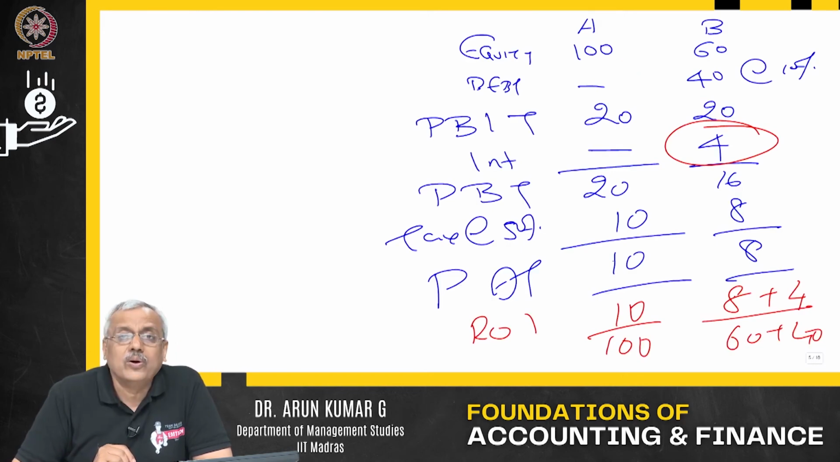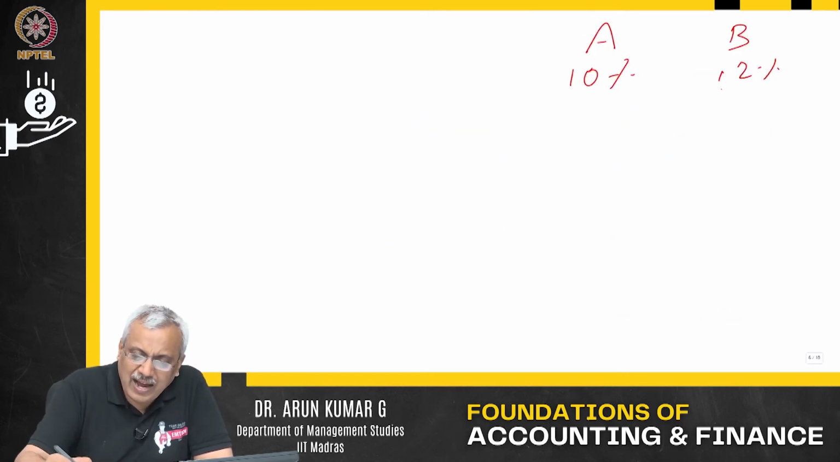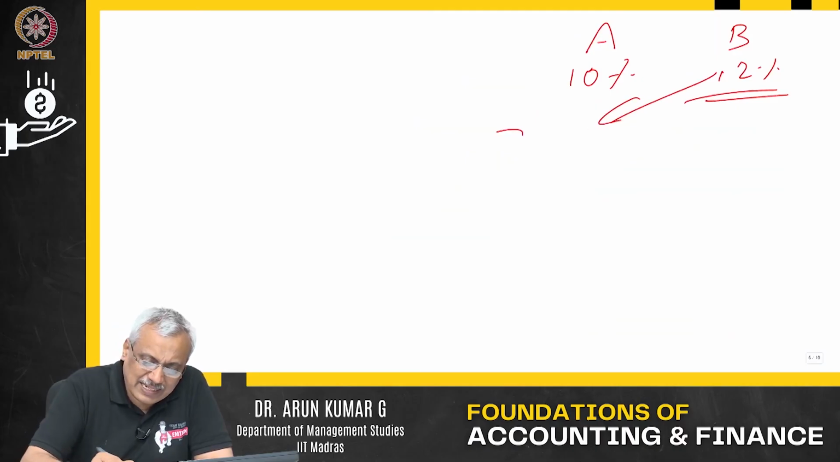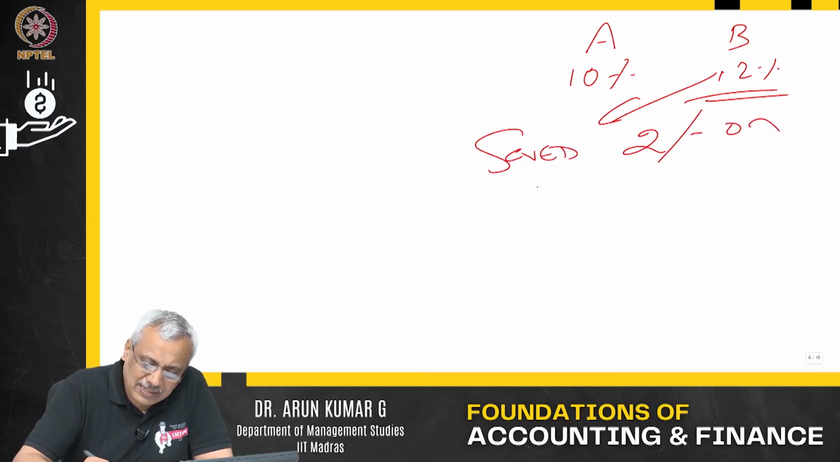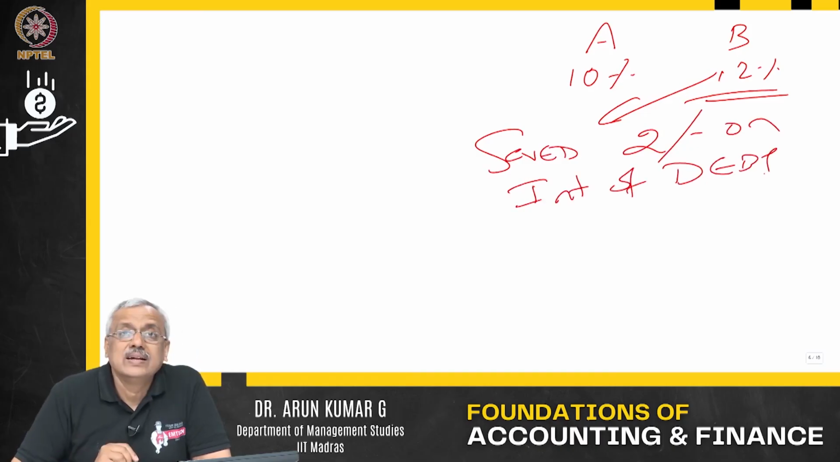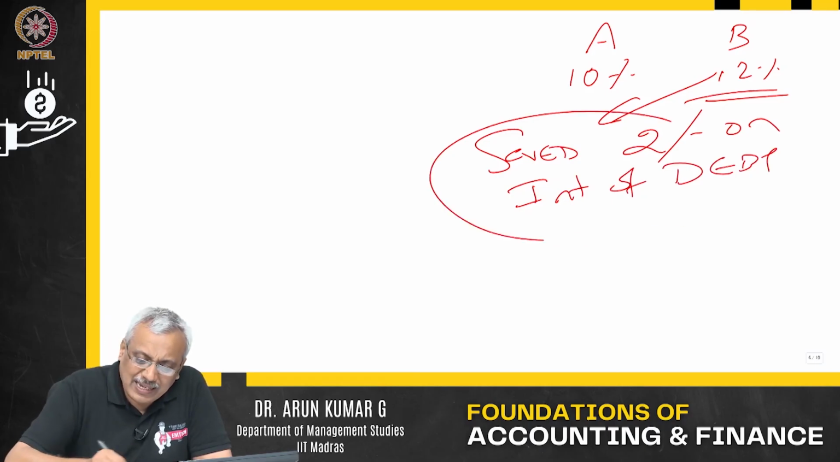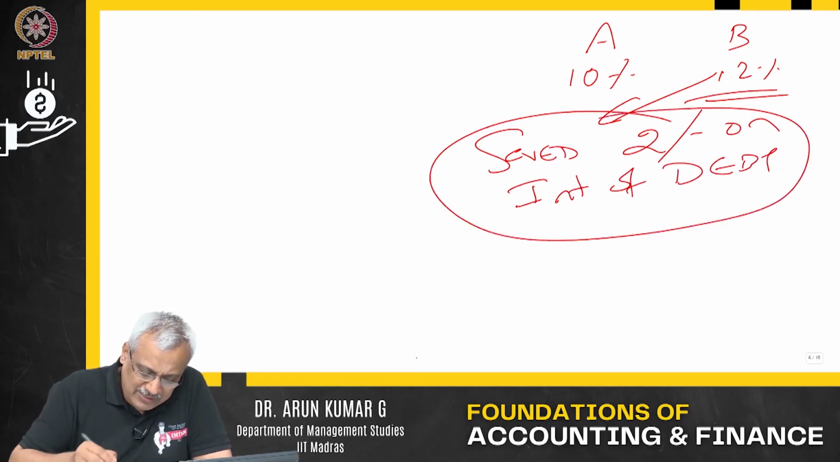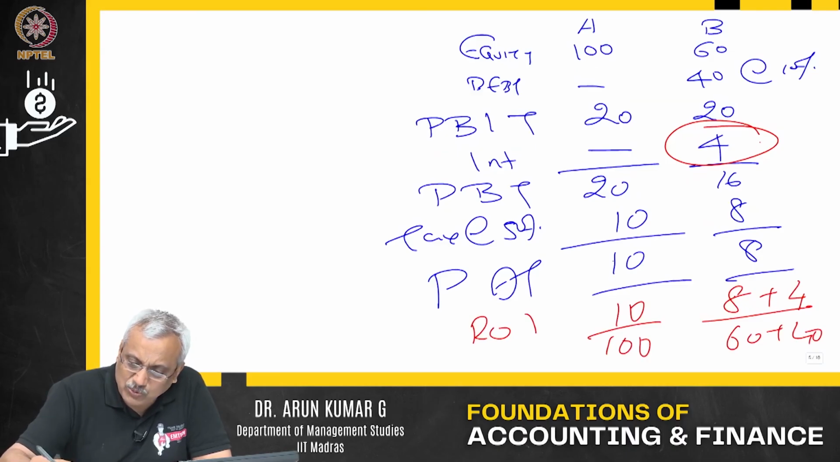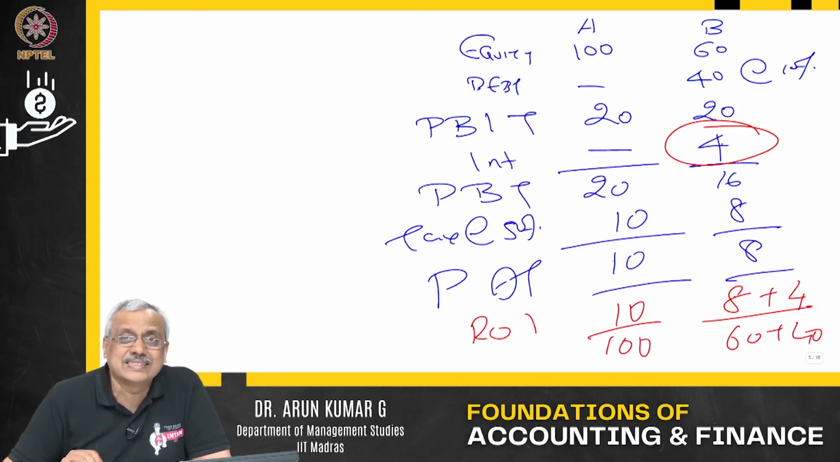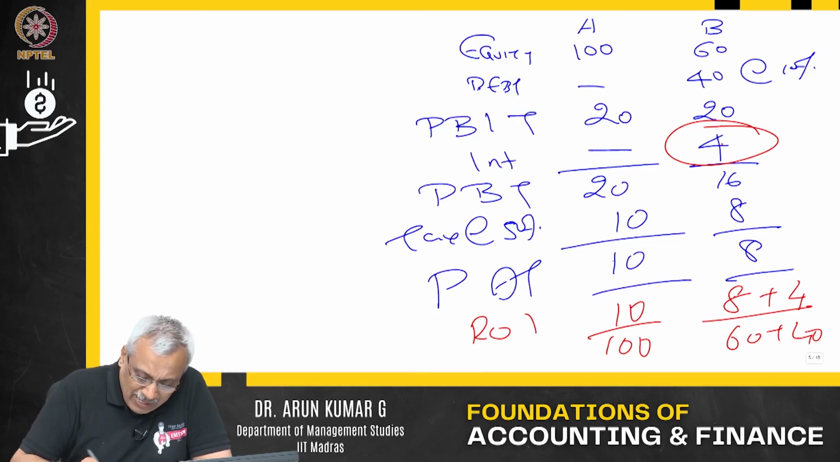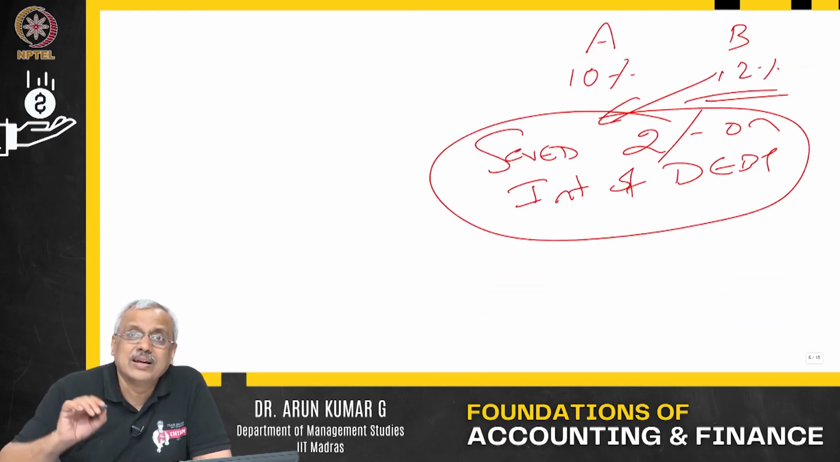Well, no. Why does company B have a 12% return? Because it has saved $2 on the interest of the debt. As you see out here, it has saved the $2 because on this $4, the interest that they have paid, they are not paying taxes on that. So, because they are not paying taxes on that, they look more efficient.